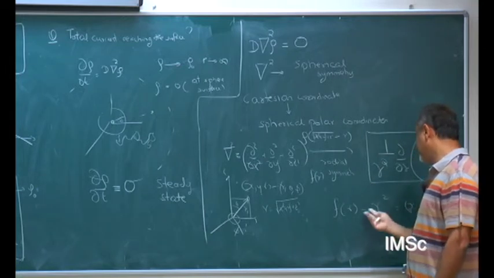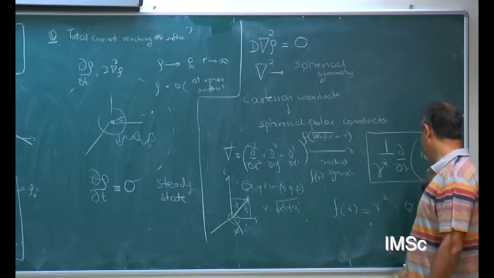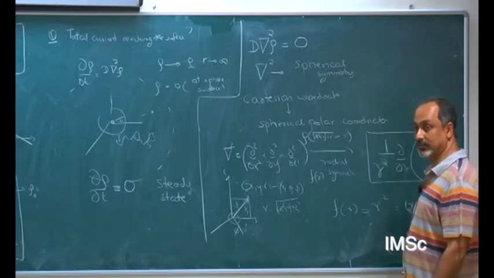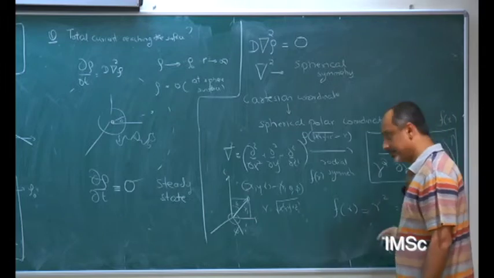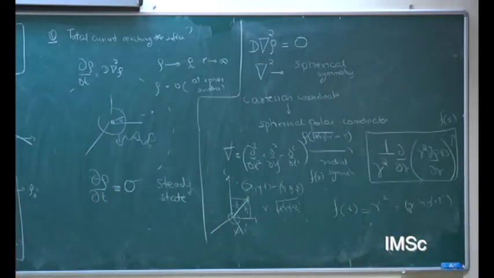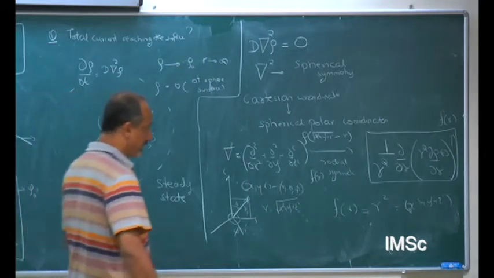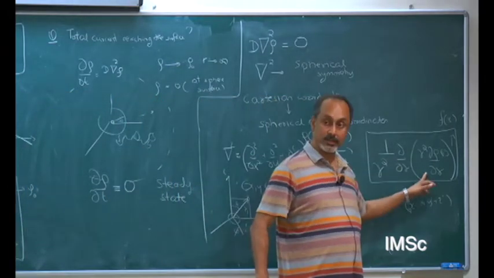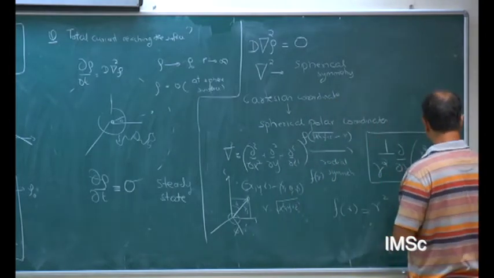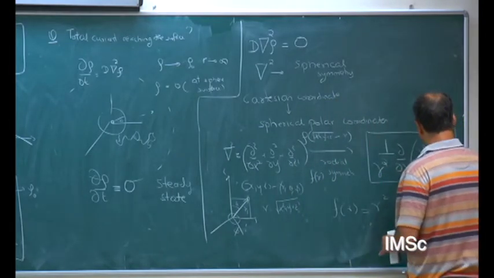But otherwise I can say f of r is a function of r squared. I can do it using this particular method. And you can just verify and see if these answers are the same, to what extent they're the same. So that is 1 by r squared del by del r of r squared del f by del r. Well, okay, bad notation, I called it f here, so in this case it should be delta f by delta r.